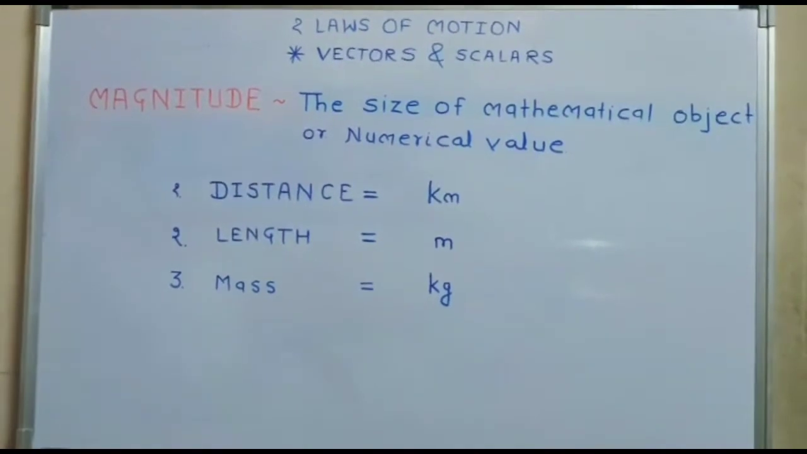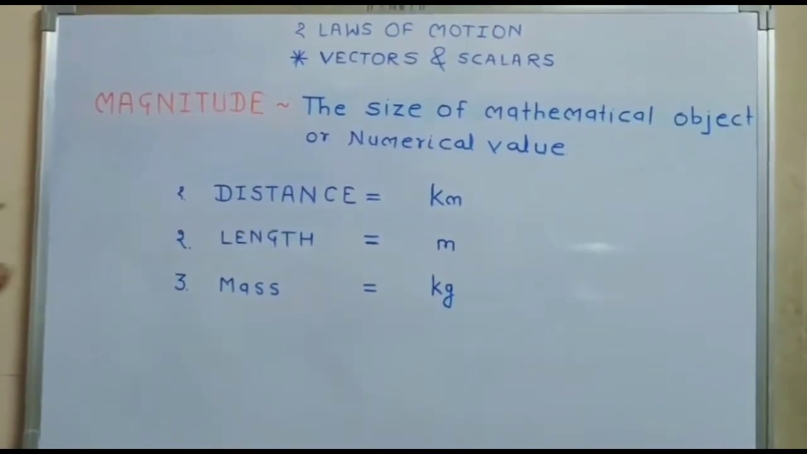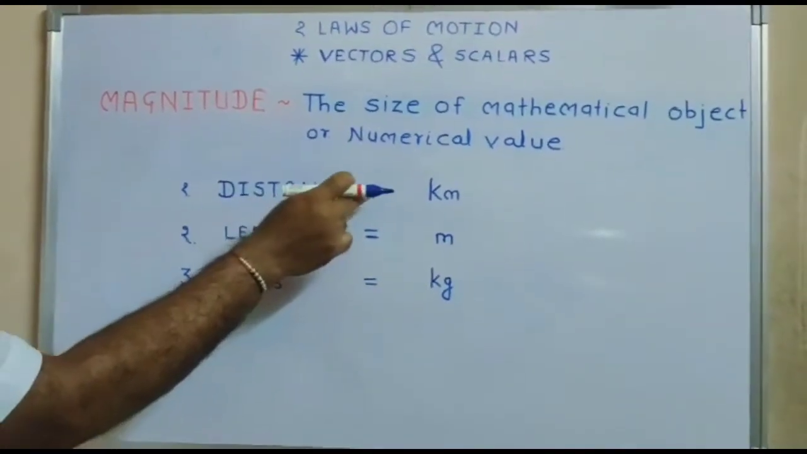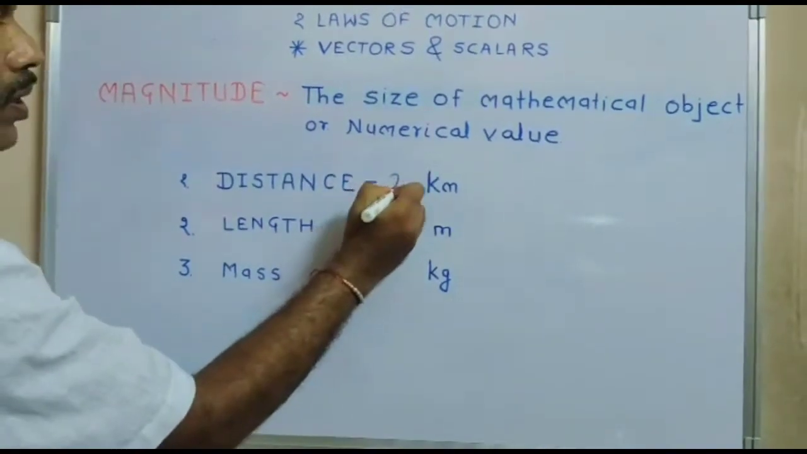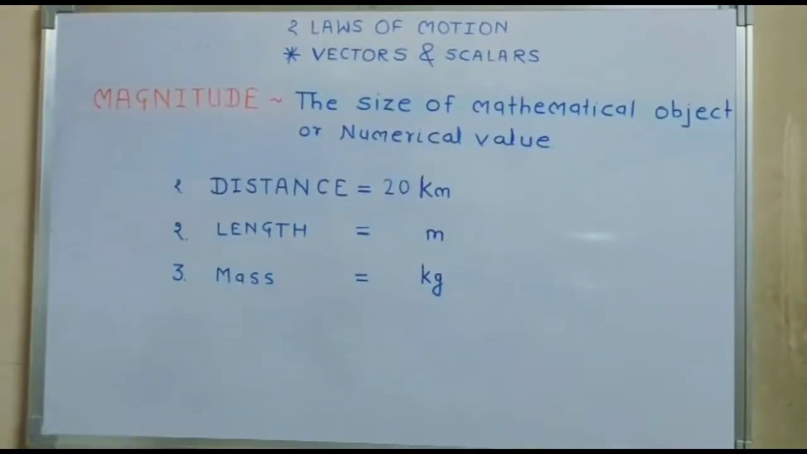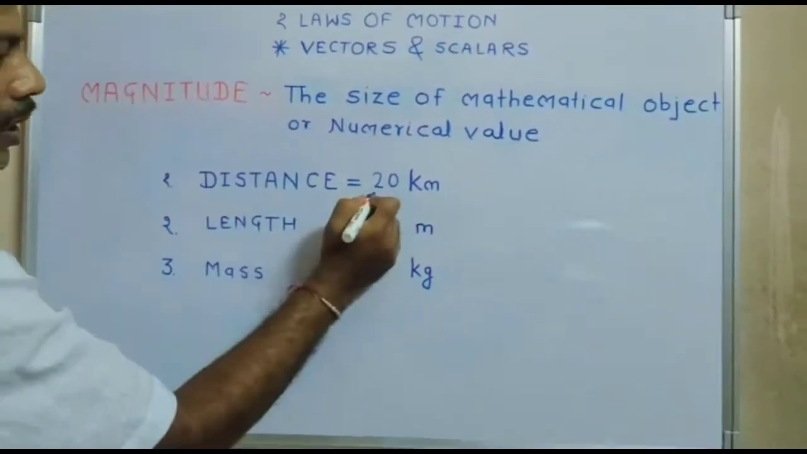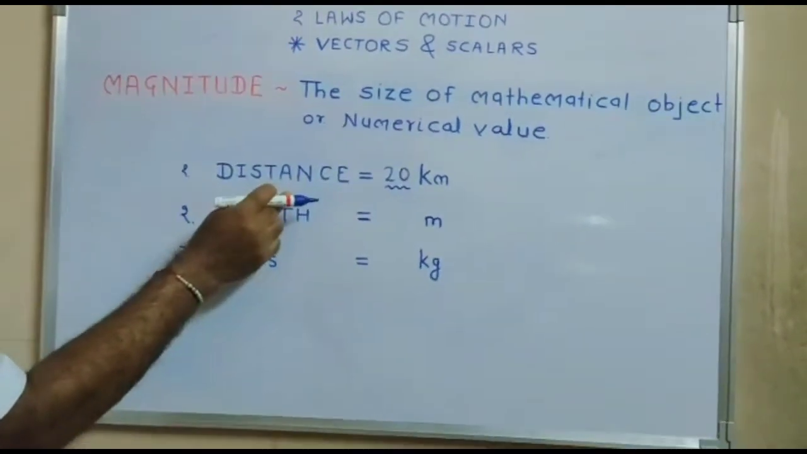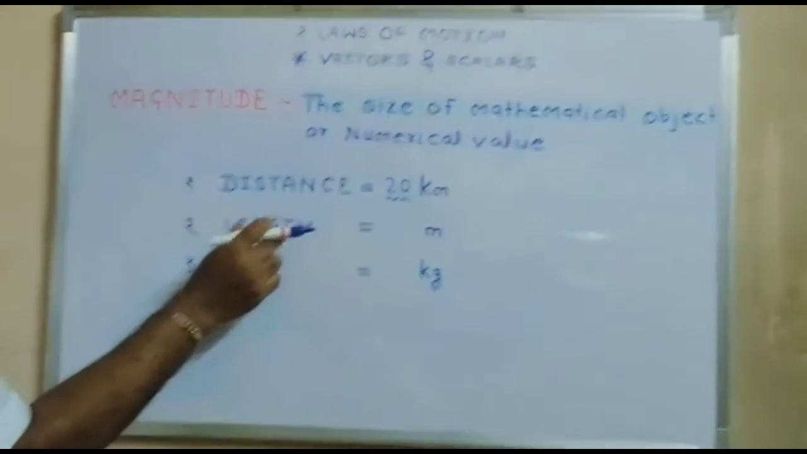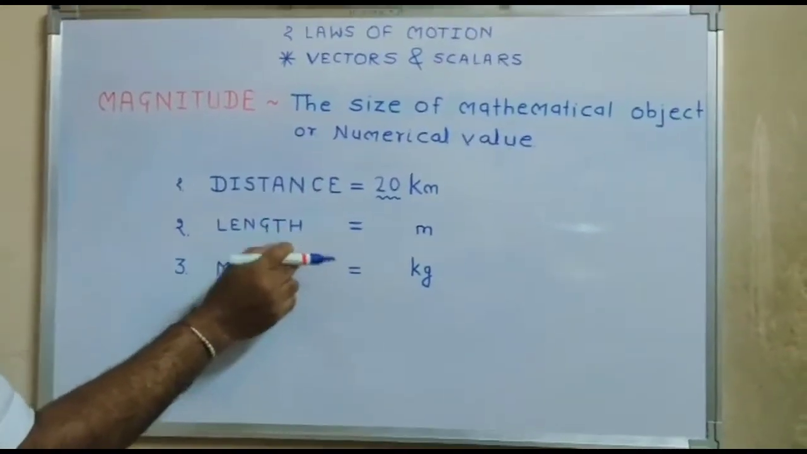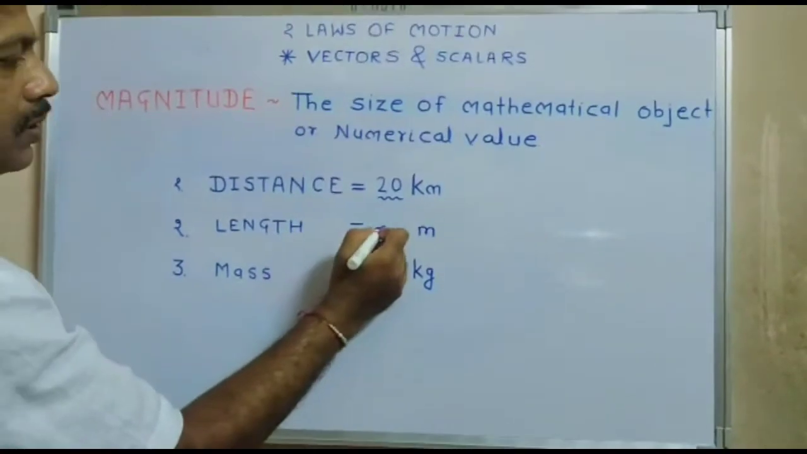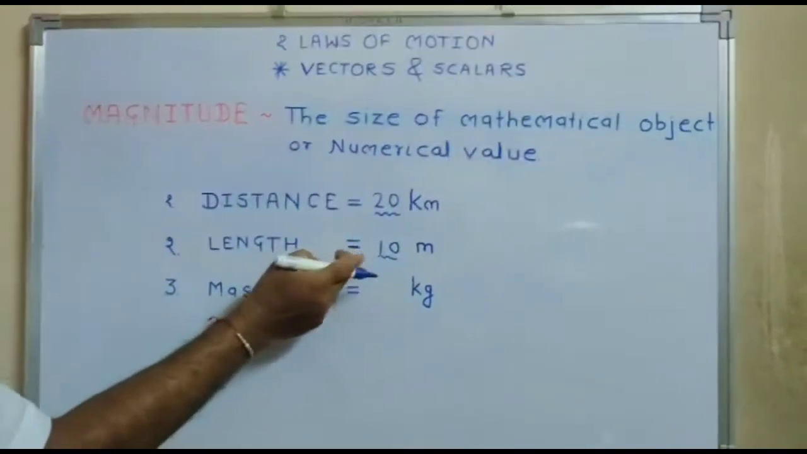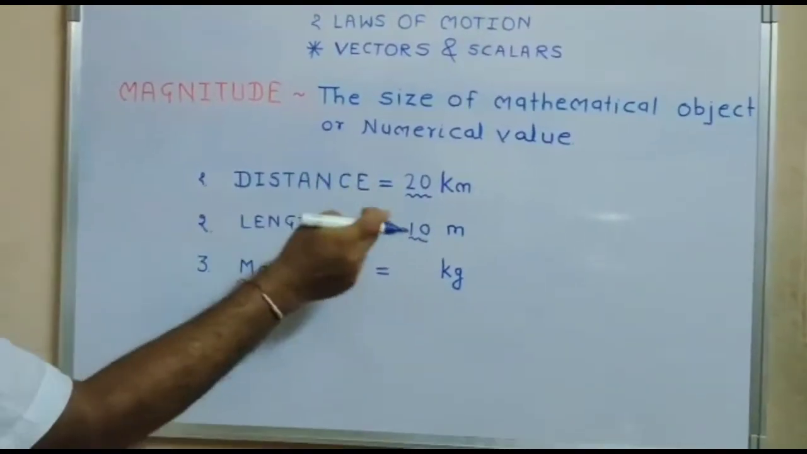For this, I am considering three examples. Suppose I have considered one physical quantity, that is the distance. Suppose you have traveled a distance of 20 km from your home to some town. Then this 20 gives you an idea of the magnitude of a distance. Now consider the second physical quantity, that is the length. Suppose the length of the wall is 10 meters. This 10 meters gives you an idea of the magnitude of the length of the wall.